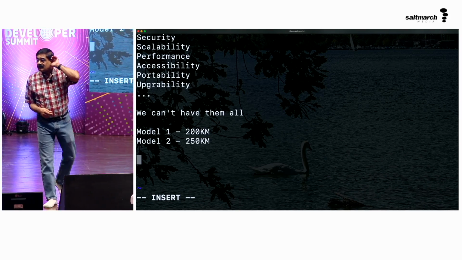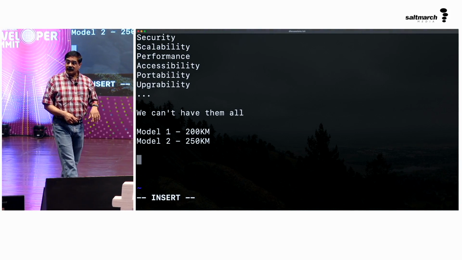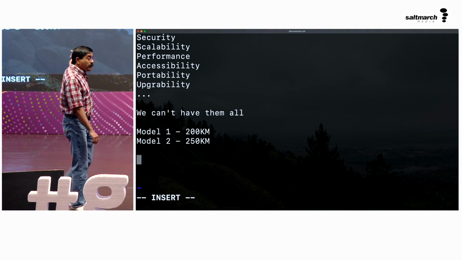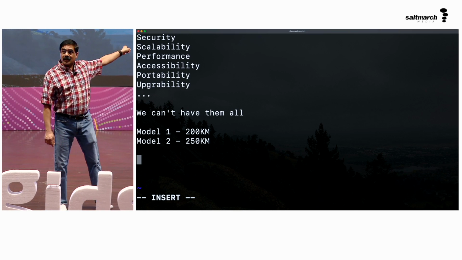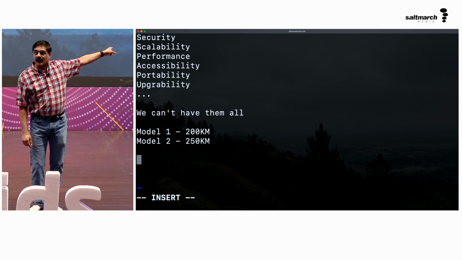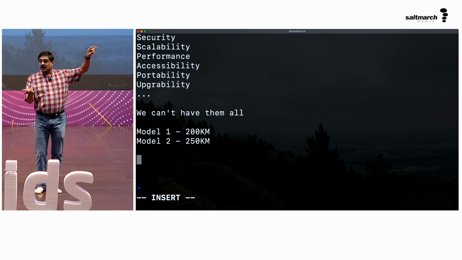What was that? What's the speed limit? No, those are the maximum speed it can go. So which one should I buy? So does the cost matter?